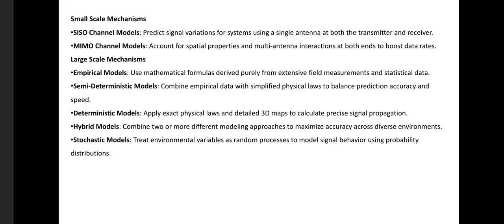Here, the empirical model is purely mathematically derived formulas. It is based on extensive field measurement and statistical data. Semi-deterministic models combine empirical models with simplified physical laws to balance prediction accuracy and speed. The deterministic model applies exact physical laws and detailed 3D maps to calculate precise signal propagation. If any two of these models are combined, it is called a hybrid model. And the stochastic model treats environment variables as random processes to model behavior using probability distributions.